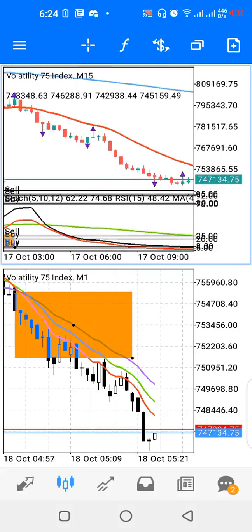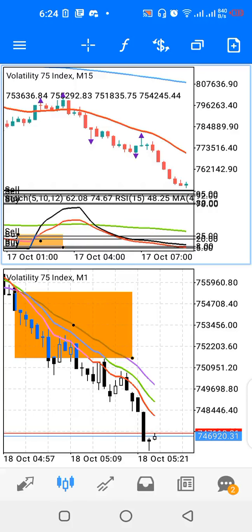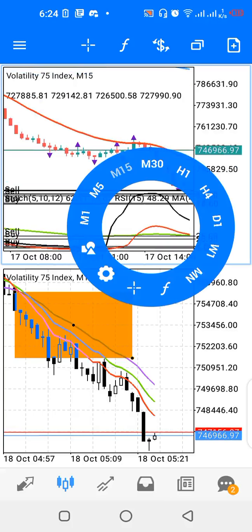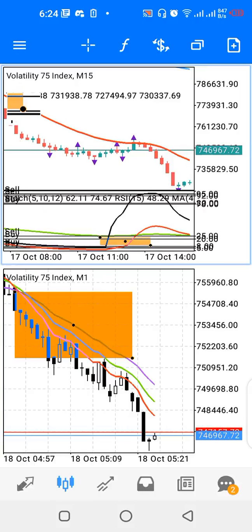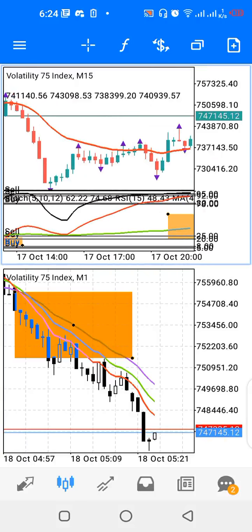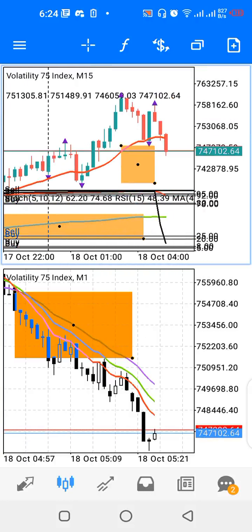That's your bullish signal. Another bullish signal. This is another bullish signal. As it rises above, that is another bullish signal. For a bearish signal, like what we have currently.